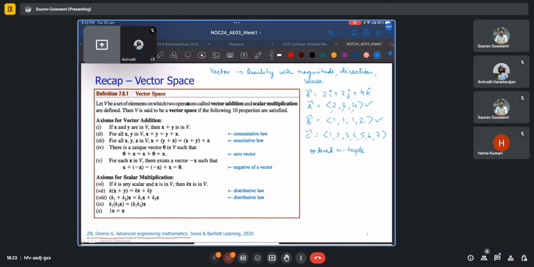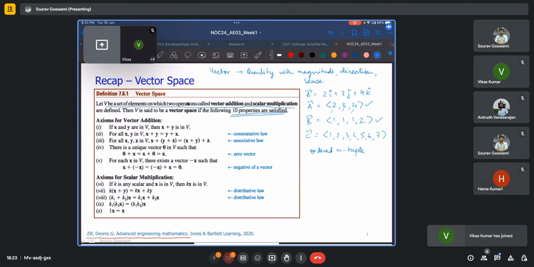So let's get started. A vector space such as V is just a set of elements on which two operations called vector addition and scalar multiplication are defined. If V is indeed a vector space, then it has to satisfy the 10 properties. These are the 10 axioms which define a vector space. For vector addition, if you have two elements x and y in the vector space V, then their sum x plus y should also be in V. For all x and y in V, the sum should be commutative, that is x plus y should equal y plus x.